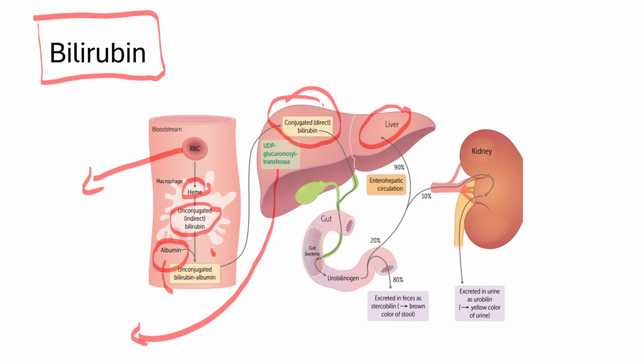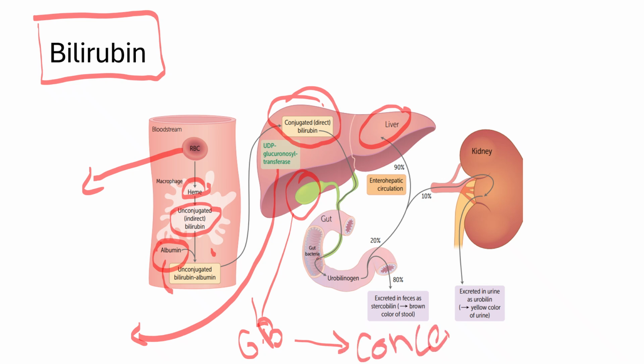After the conjugation of the bilirubin in the liver, this bilirubin becomes a component of the bile. This bile that is produced by the liver is then secreted into the hepatic ducts. Then through the hepatic duct it comes into the gallbladder. So what does the gallbladder do? The gallbladder concentrates and stores the bile.